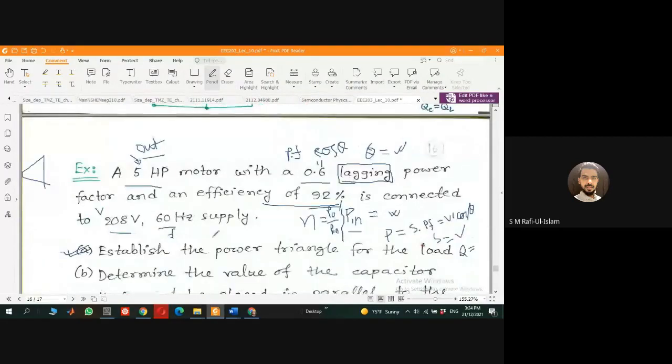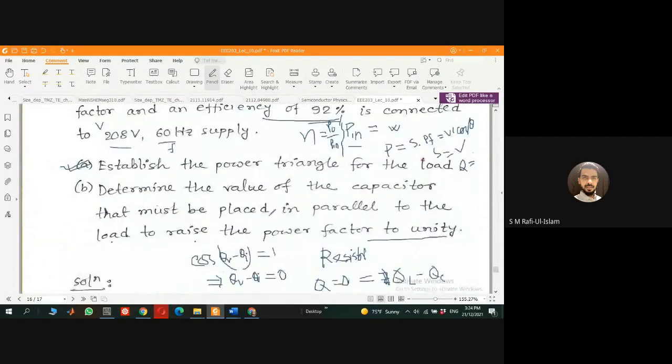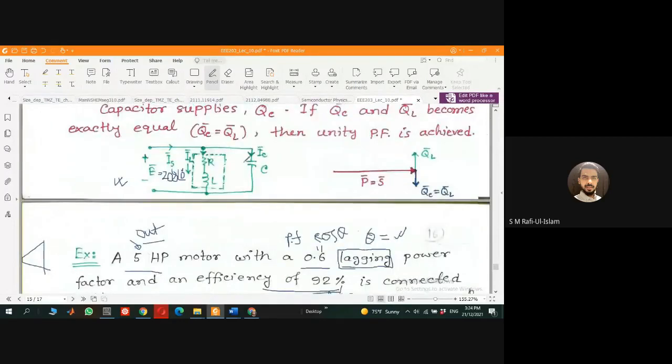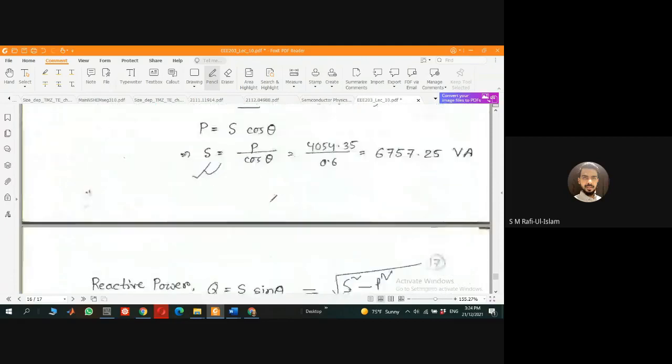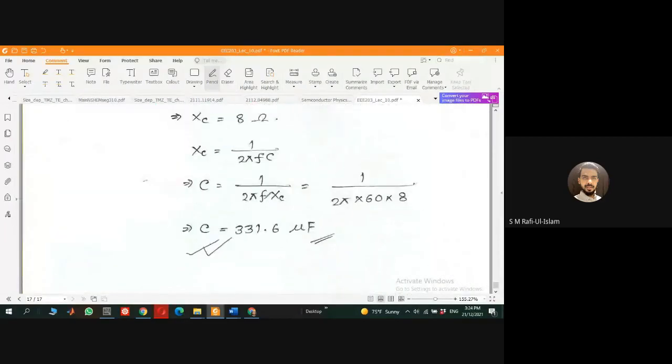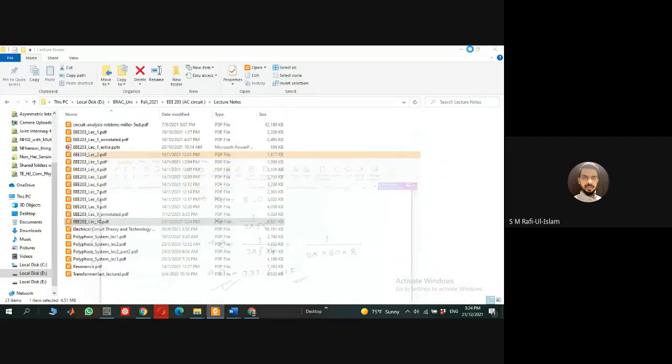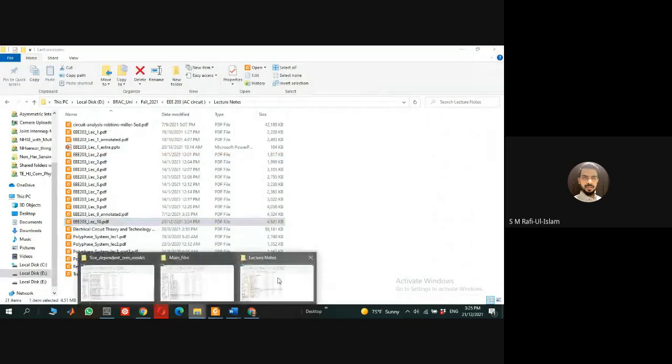Whenever we want to improve the power factor, I need to add a capacitor in parallel. Do you understand this one? Might be a bit challenging. Maybe you can practice at home, but in the next session, inshallah, before our exam, we'll be solving a few more. And you can check in the Boylestad books.